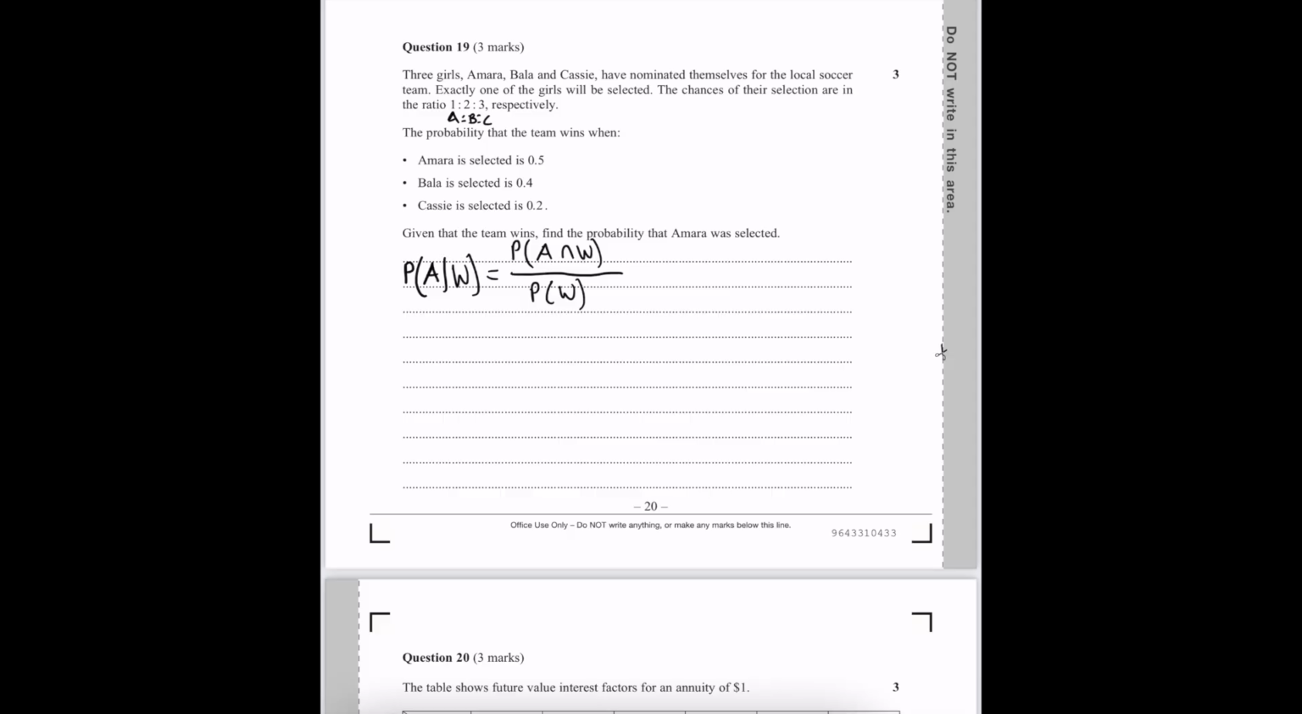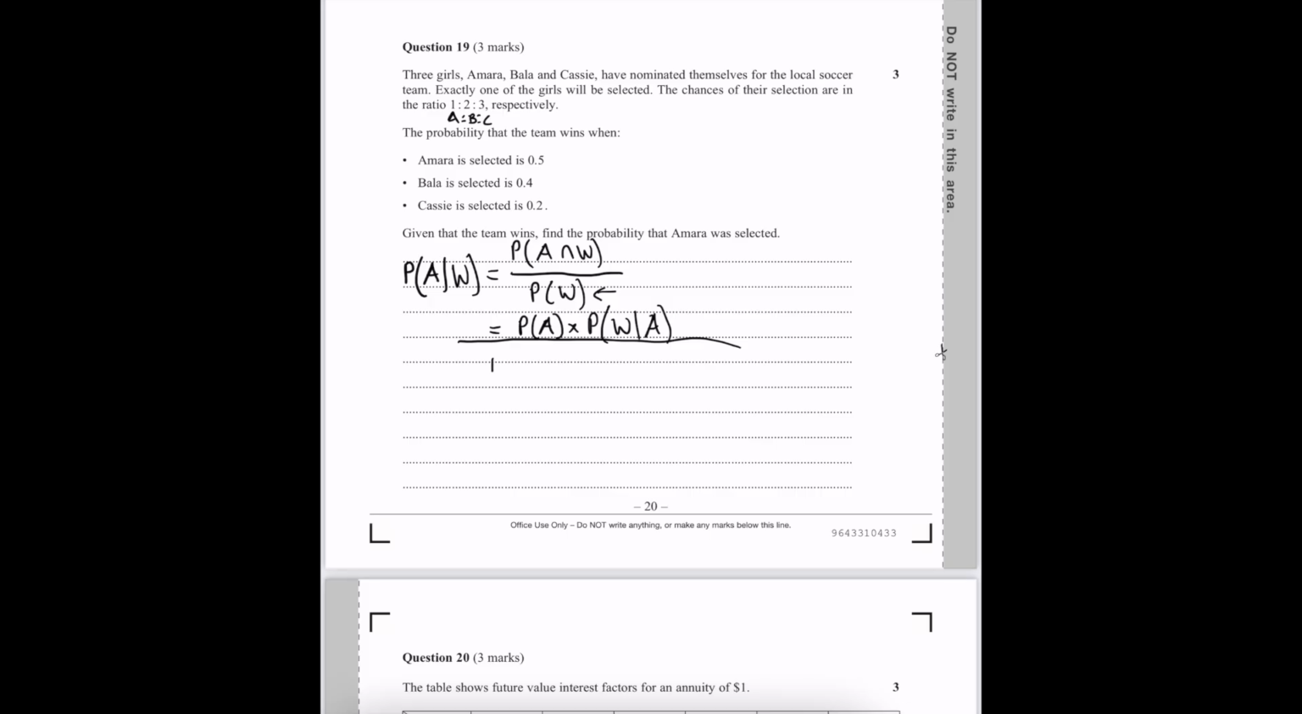All right, so what is the probability that Amara is selected and that they win? Well, first off, it's the probability that Amara is selected, and then they need to win given that Amara is selected. So win given Amara is selected. Now the probability of winning, the denominator, essentially just considers all the cases. So they can still win regardless of whether Amara is selected or not. They can still win if Amara is selected, Bala is selected, or Cassie is selected.